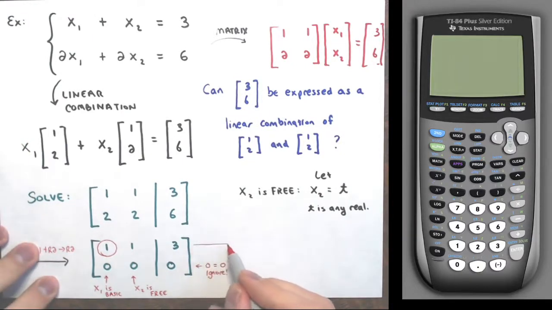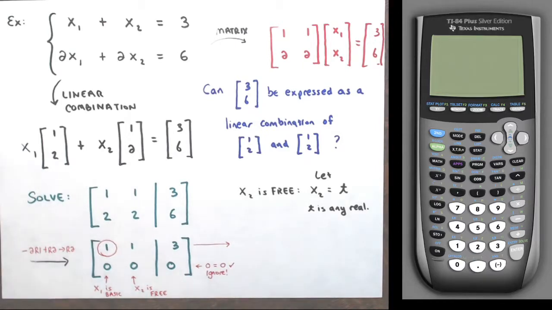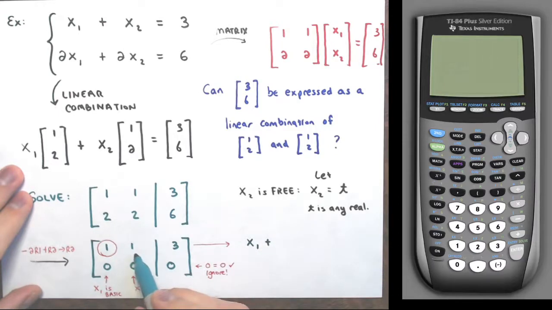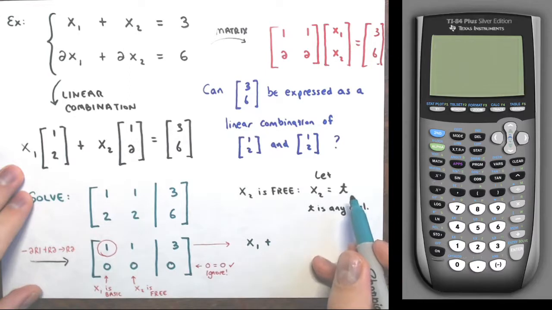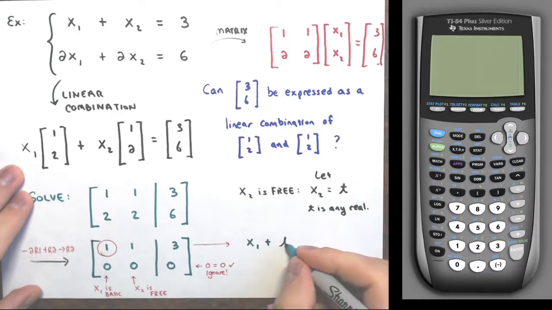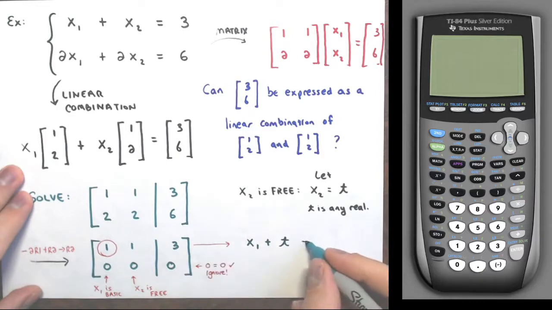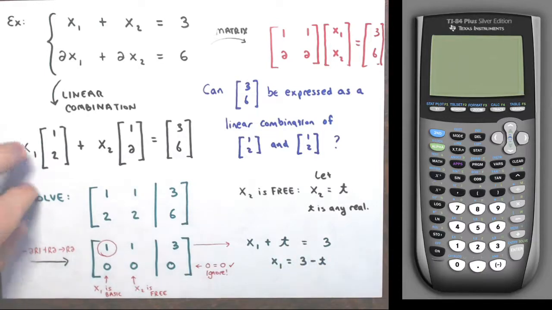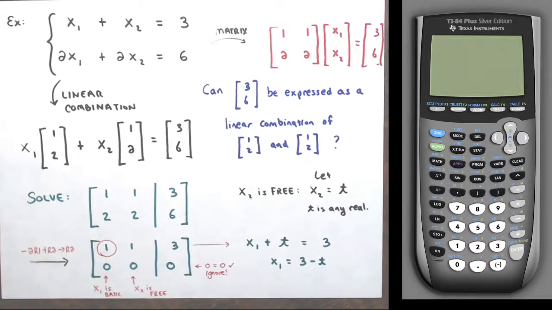So then this first equation, when I'm in reduced row echelon form here, corresponds to having x1 plus x2. All right, but I'm going to call x2 this number t. I want x1 plus t equals 3. Again, you can leave it as x2 if you wish. Totally fine. Equals 3. And then the value of x1 would be 3 minus t when I solve it for x1.